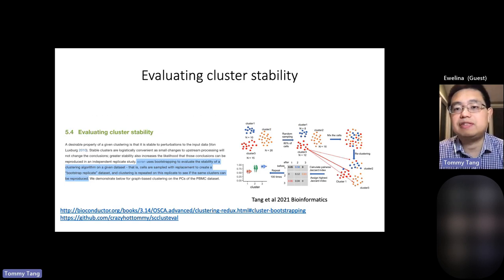And there are methods to evaluate the cluster stability. Seurat uses bootstrapping, and I have a similar method. Instead of bootstrapping, I use subsampling. So the idea is similar. If I subsample or resample the cells and redo the clustering, the cells in the stable clusters tend to stay within the same clusters.